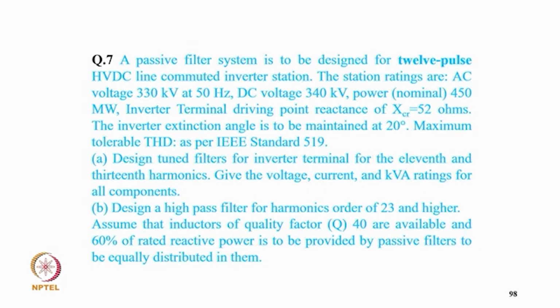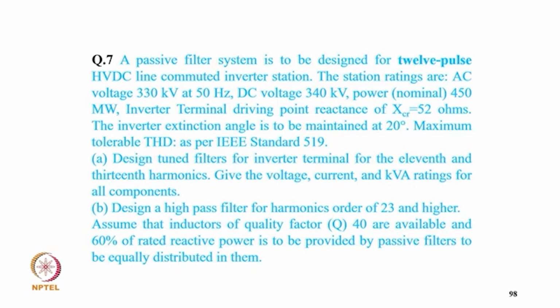So coming now to question number 7, a passive filter system is to be designed for a 12 pulse HVDC line commutated inverter station. The station ratings are AC voltage 330 kilovolt at 50 Hz, DC voltage 340 kilovolt, power nominal of 450 megawatt. Inverter commutating reactance is XCR equal to 50 ohm. Inverter extinction angle to be maintained at 20 degree. Maximum tolerable THD as per IEEE 519.